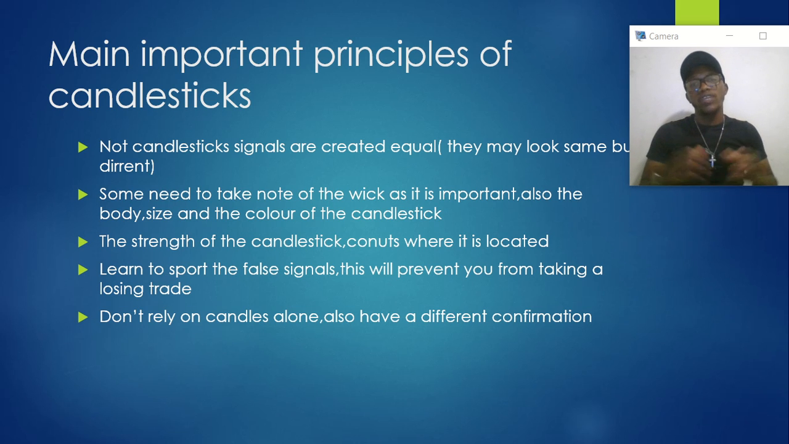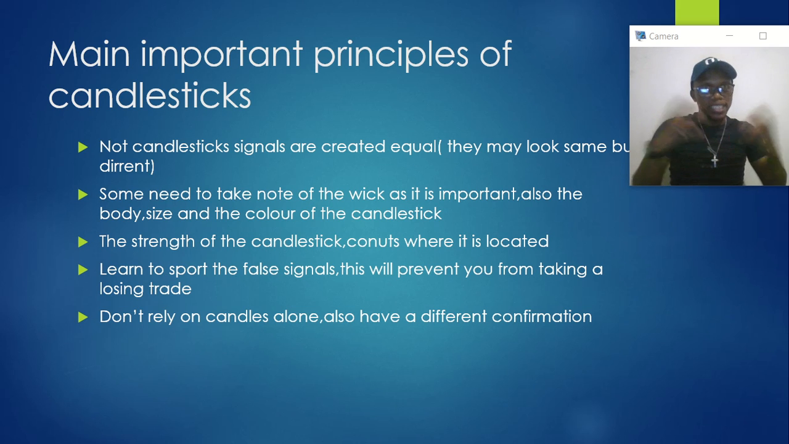So the strength of the candlesticks also counts. How do we say that the strength counts? Because the location will solidly inform us exactly that this candlestick means the trend is a little bit ending. So we need to learn how to spot the false signals. This will prevent you as a trader from taking a losing trade.